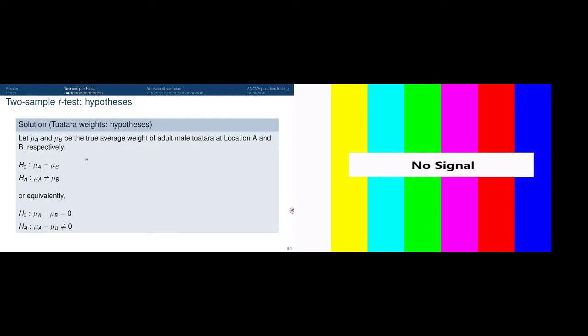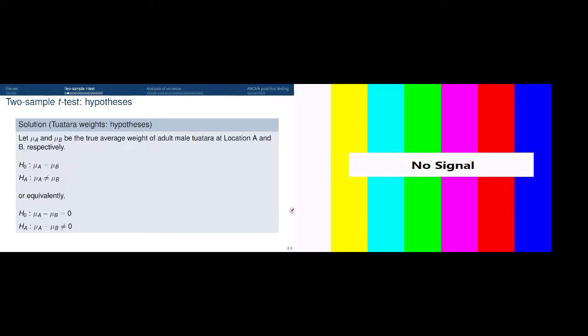And the null is that they're both equal. So we're just going to assume that the population mean weight from location A is the same as the population mean weight from location B. And the alternative here is just that they're not equal. All right, so we're just going to do a two-sided test.